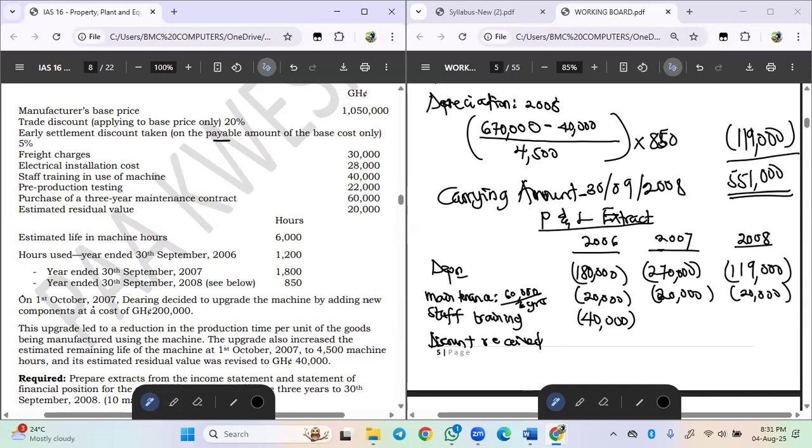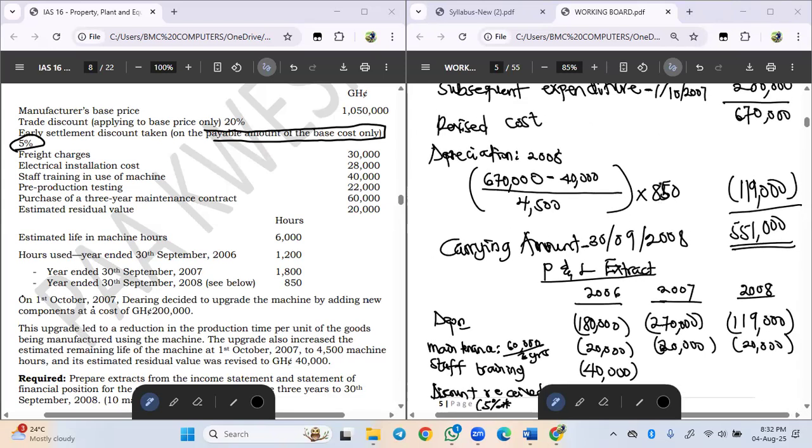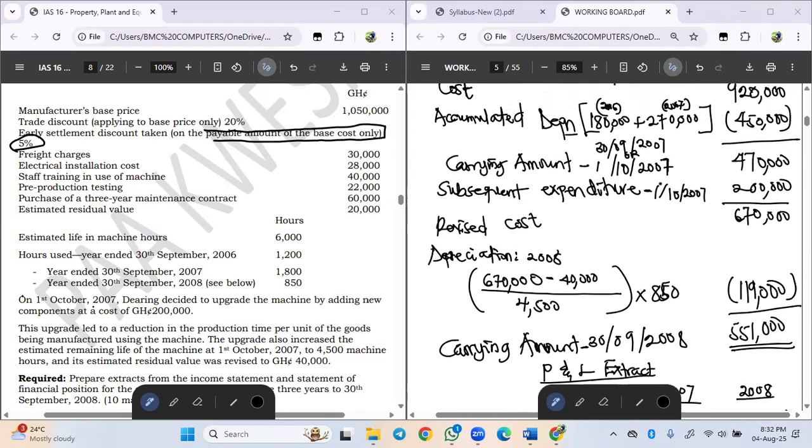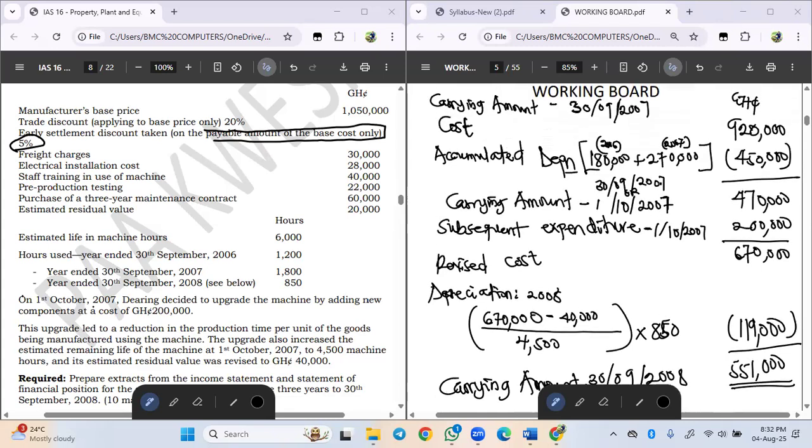They say that on the payable amount of the base cost only is 5% the discount received. So who can calculate the discount received for me? So it's 5% of what? 1,150,000. You are okay. So that's your answer.